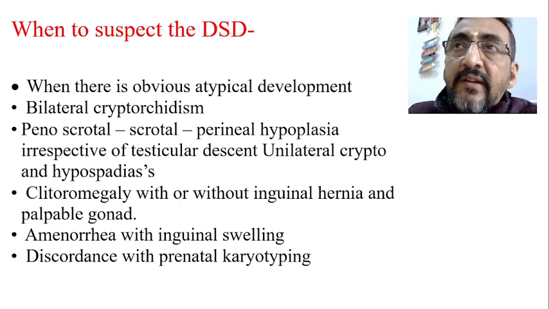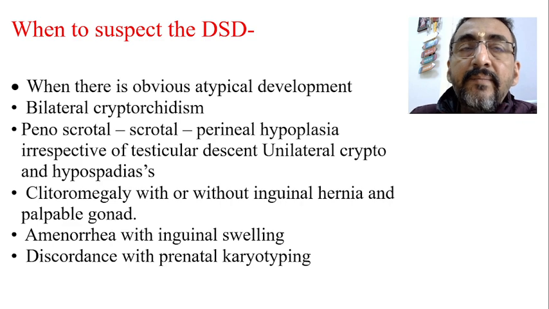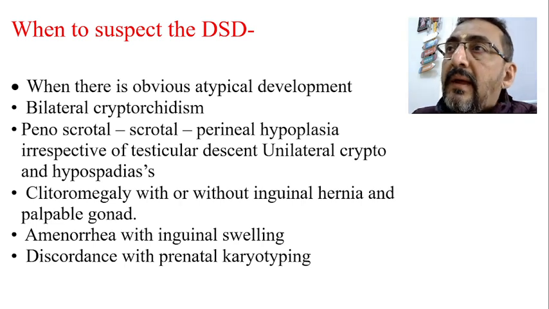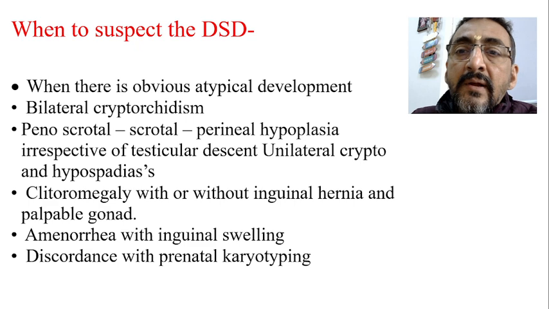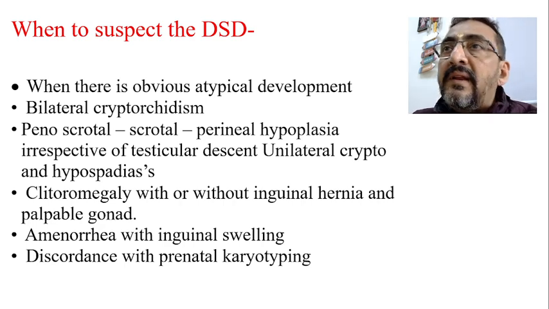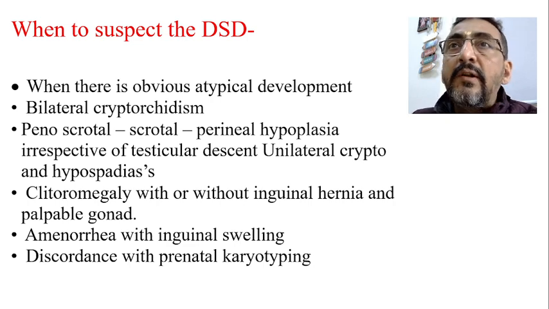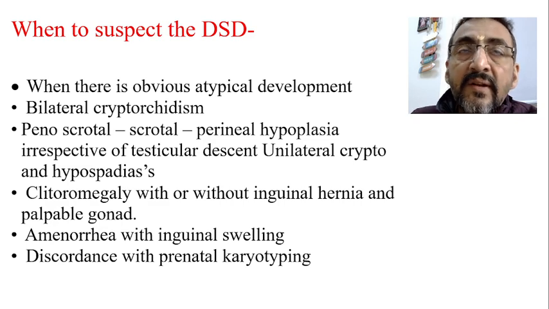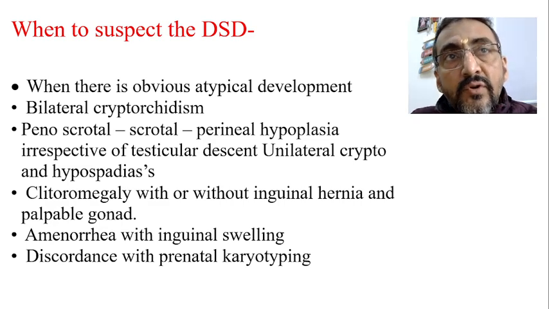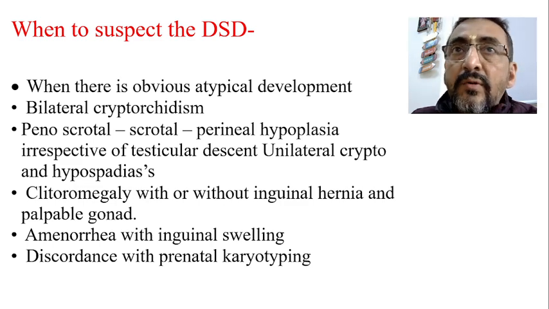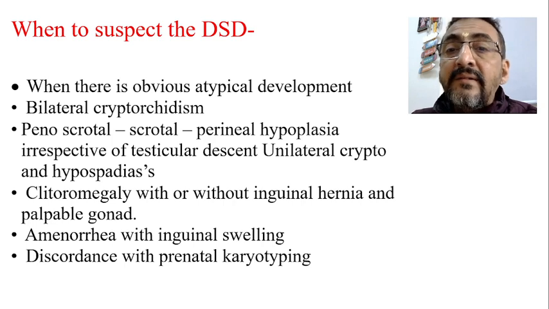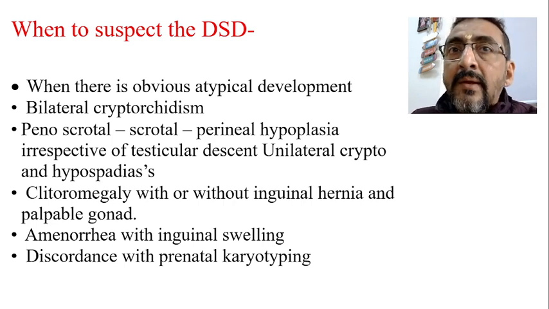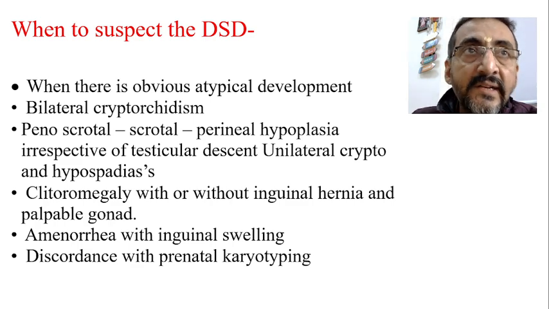Now, when to suspect DSD? This is normalcy, but you suspect DSD when there is an obvious atypical development. That means the labia majora is not formed, the labia minora is not formed, or the clitoris is too big, in case of females. And in males, the penis is too short, there is no testis in the scrotal bag, or there is no urethra. These are all atypical developments, and that is considered DSD, number one.